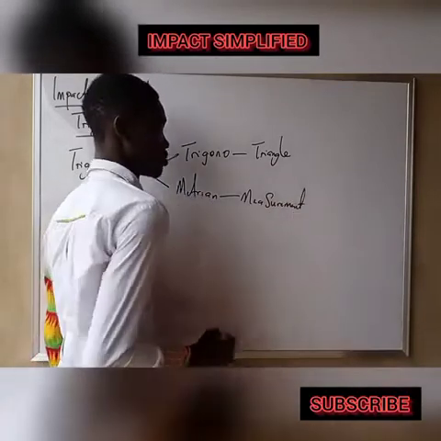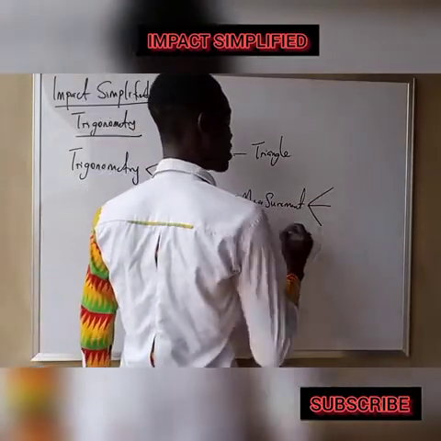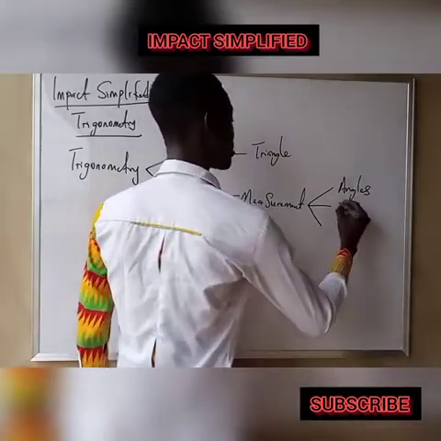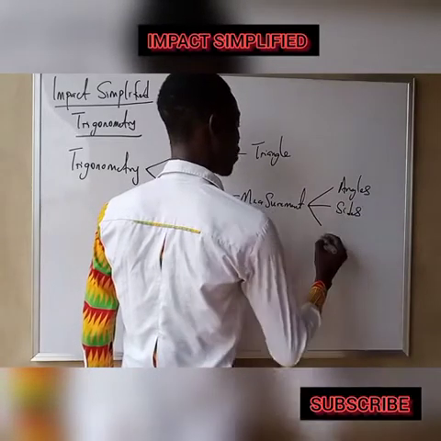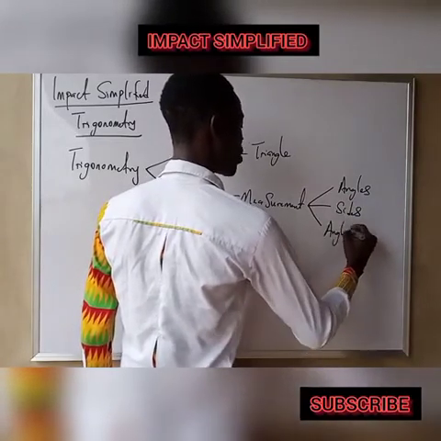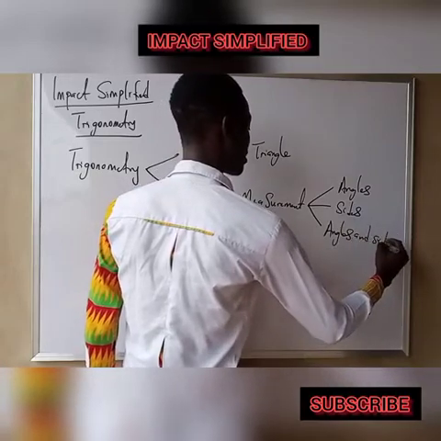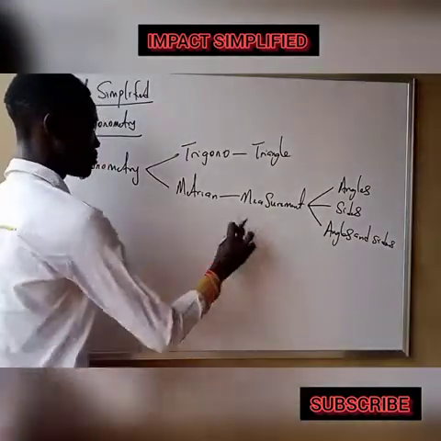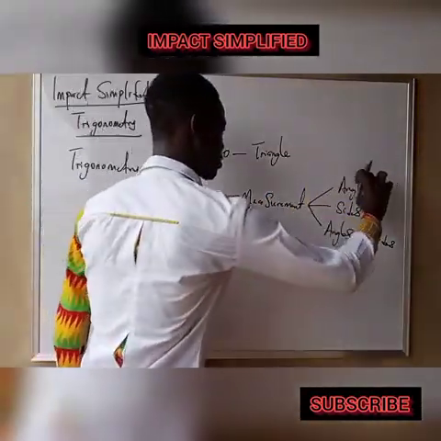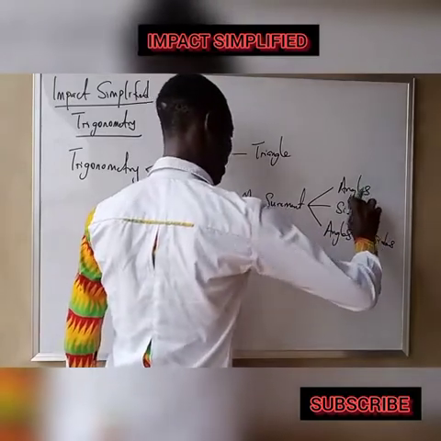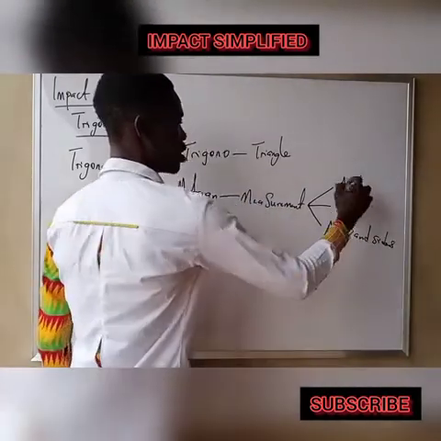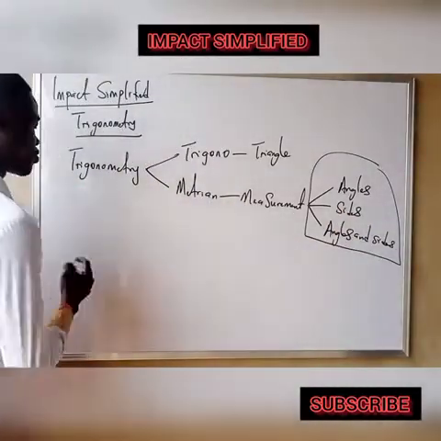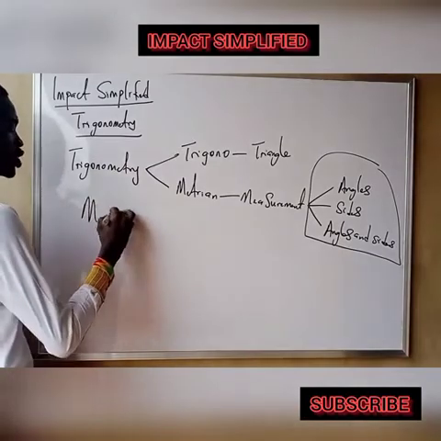Metrian means measurement. The measurement of a triangle can be in three forms. It can be in terms of its angles, in terms of its sides, or in terms of its angles and sides. So trigonometry means the measurement of triangles with respect to their angles, their sides, and their angles and sides. These are the three things we want to look at in trigonometry.